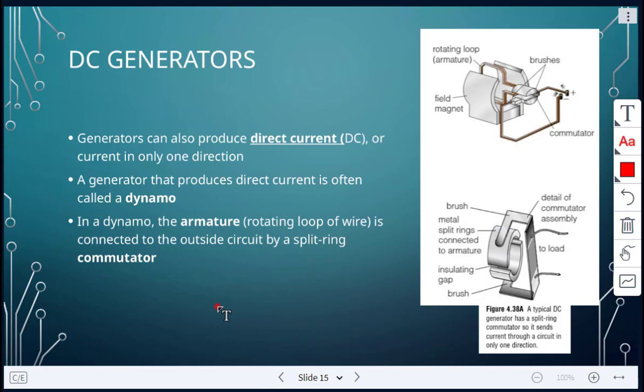There's an armature, so right here, this is the armature right inside of here. It's a rotating loop of wire. It's connected to the outside circuit by a split ring commutator, which is shown right here. We will be watching a video later which will show all of that in much more detail.